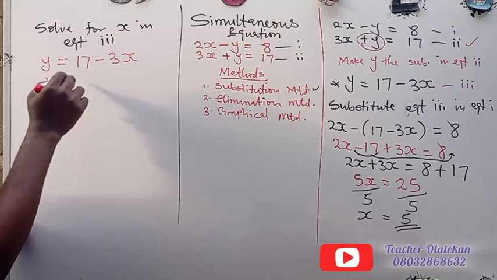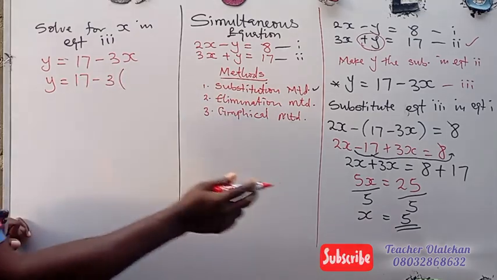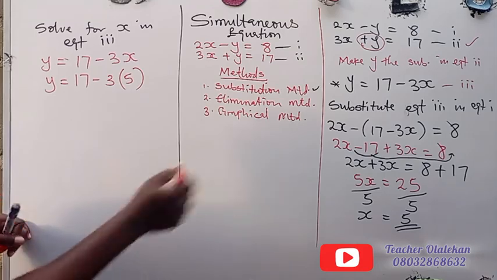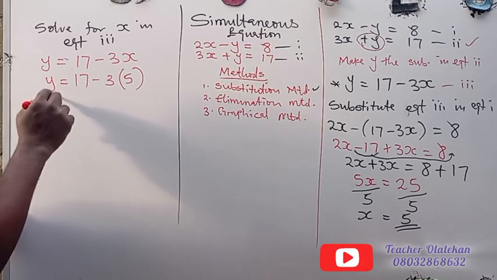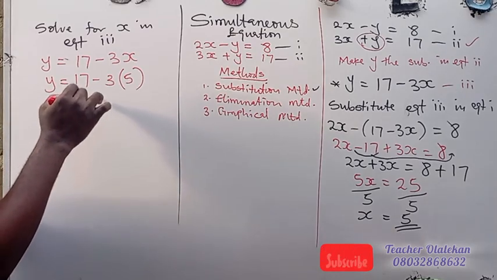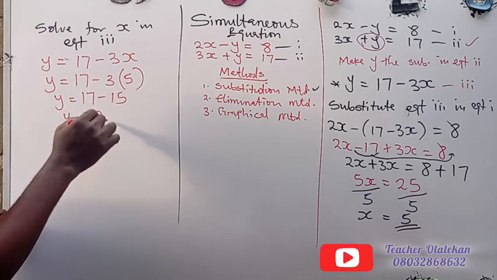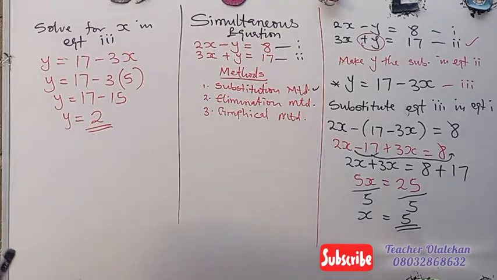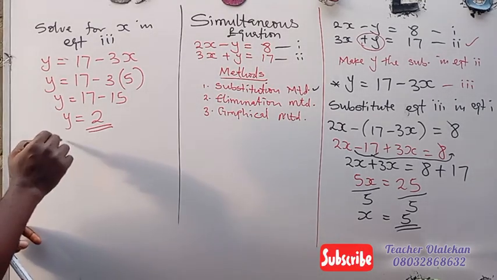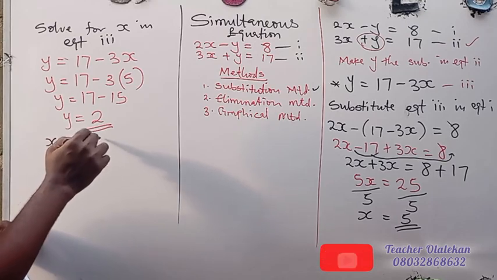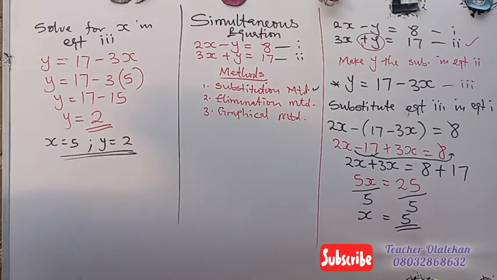So y will be equal to 17 minus 3 into bracket of 5, which is what our x is. 3 times 5 is 15. So y will be equal to 17 minus 15. So our y will be equal to 2. In this equation, our x is equal to 5 and our y is equal to 2. That's the final answer for x and y.